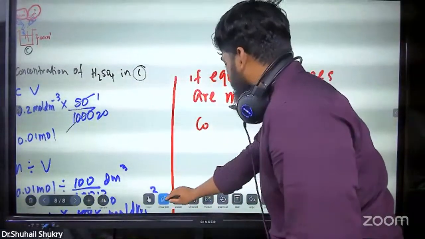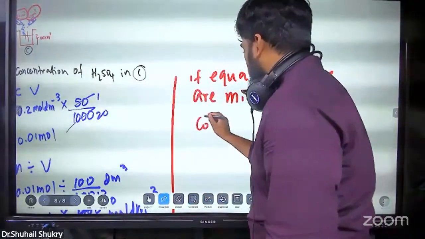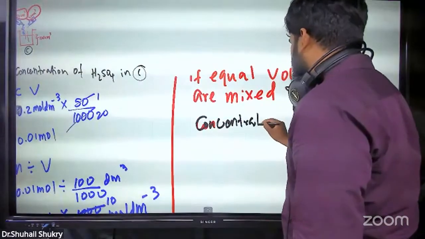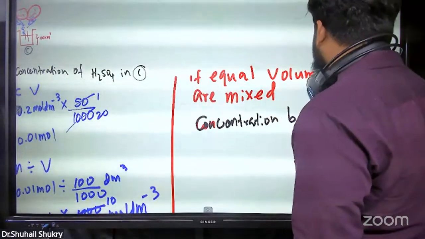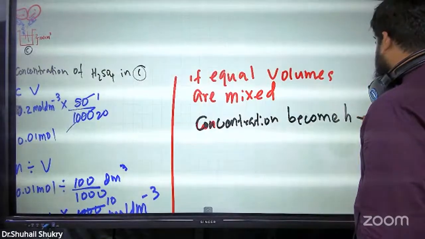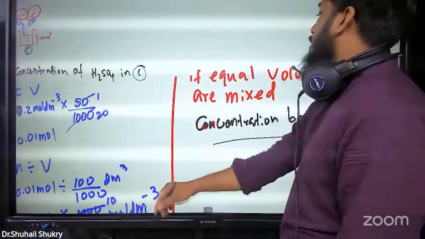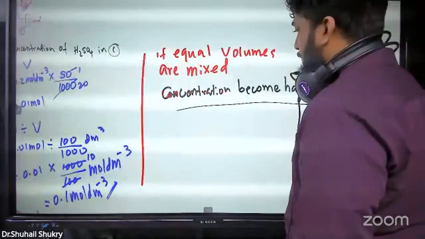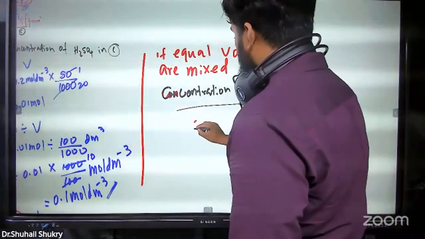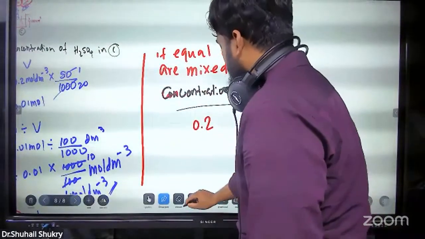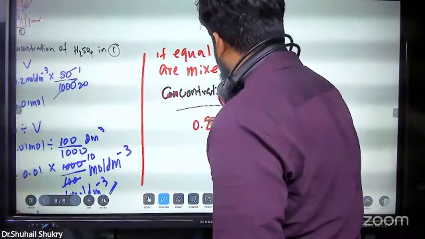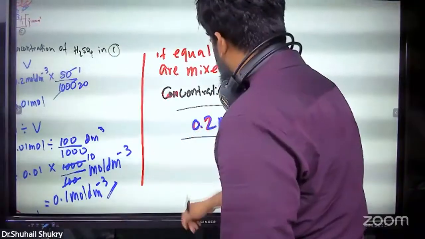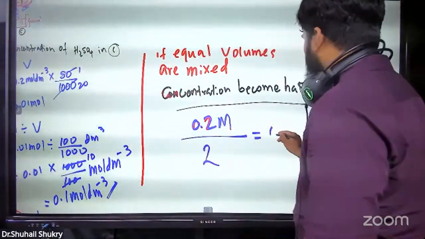there is a rule. Concentration becomes half. If equal volumes are mixed, concentration becomes half. So I can write like this. Earlier concentration was 0.2 M. H2SO4 earlier concentration was 0.2 M. If you mix equal volumes, divide by 2, now you get the answer as 0.1 M.